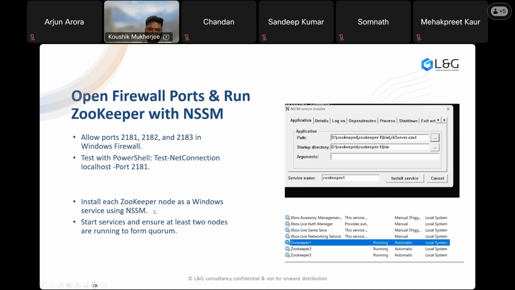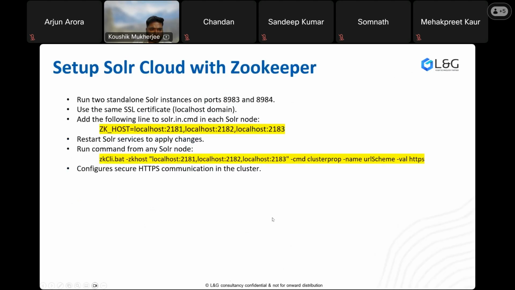then you can create the Zookeeper services. We created 3 services, 1, 2, and 3, using NSSM. It is pretty simple creating the services using NSSM. You just need to provide the path and the service name, and it creates the service. So we created 3 services for this.